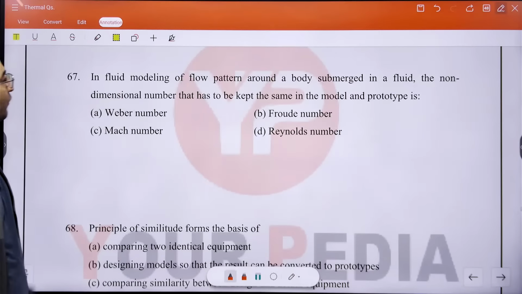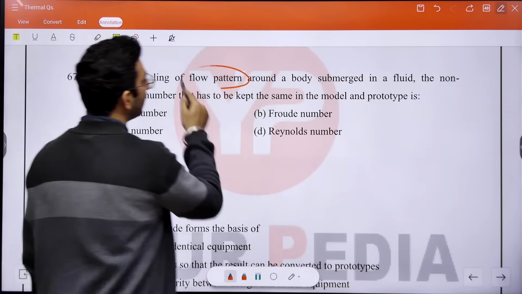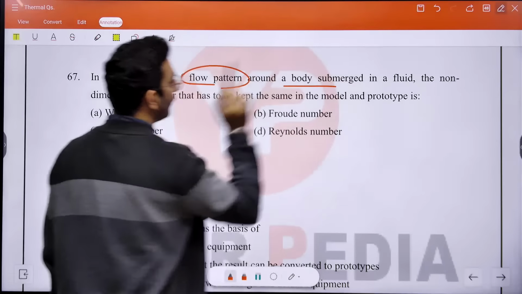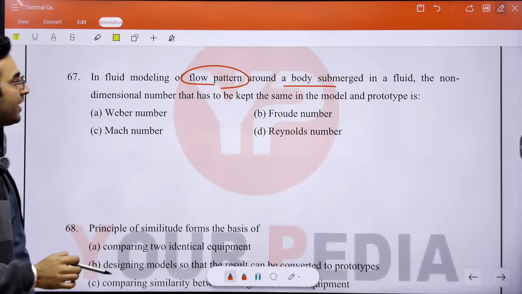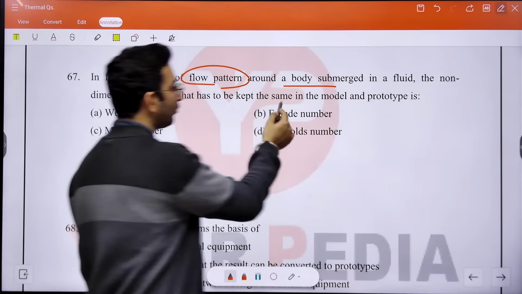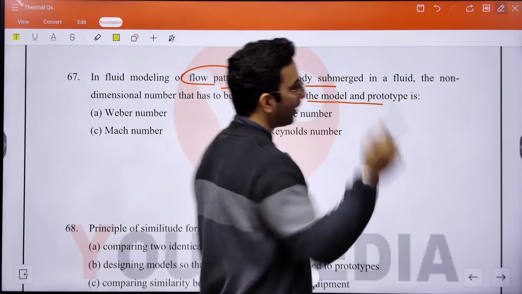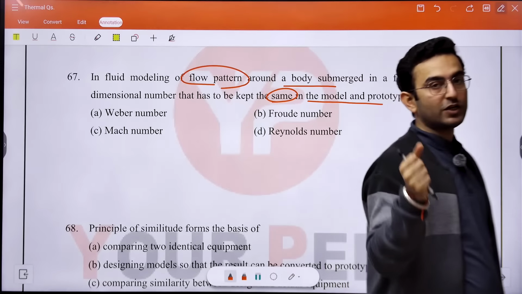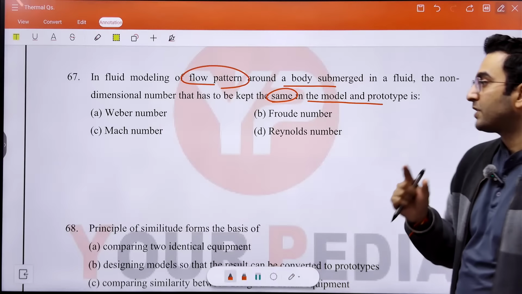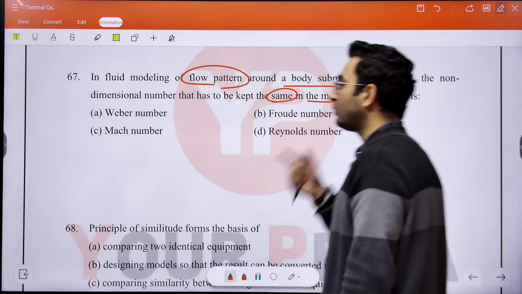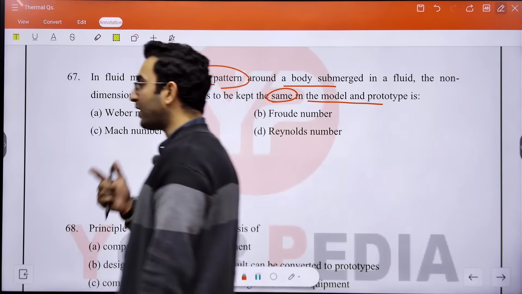Next, in fluid modeling of a flow pattern and a body submerged in a fluid, the dimensionless number that has to be kept the same in the model and prototype. The first thing is, what is a prototype? Prototype represents the actual structure here. What is a model? Model represents the replica here.